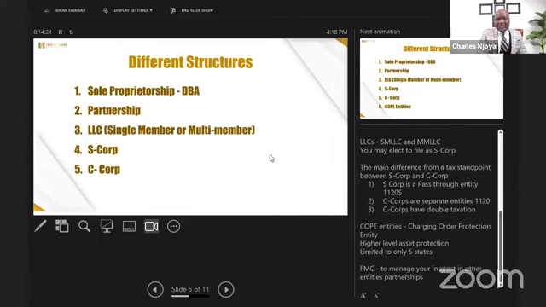So, another structure that we get is something called COPE entities. This is called a charging order protection entity. A charging order protection entity is only available in certain states in the United States. Not every entity has that. It's a form of an LLC, but it gives you an additional, higher level of protection. I think there are only 5 states currently that have that code.